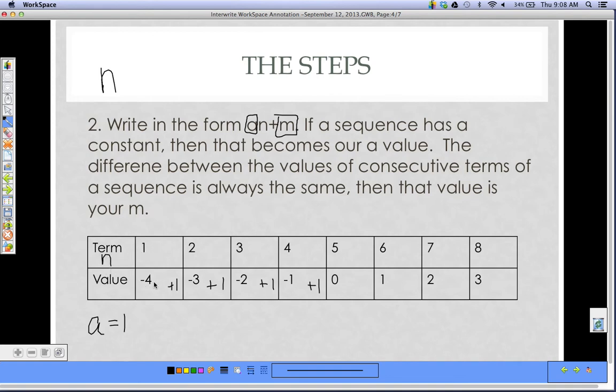What's the difference here? Well, to get from 1 to -4, we would have to subtract 5. To get from 2 to -3, we once again subtract 5. So you should notice that all the way down, we are subtracting 5. So this is what your m is. Our m is -5. The m, in other words, is a way for how we can go from our n term to get to our value. So our expression then is n minus 5.